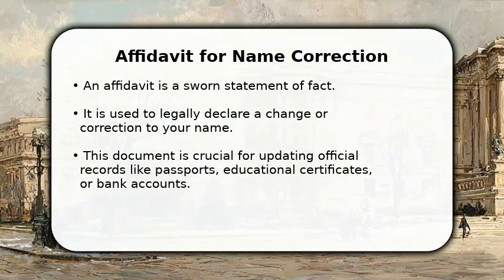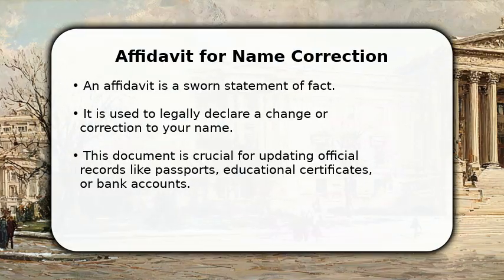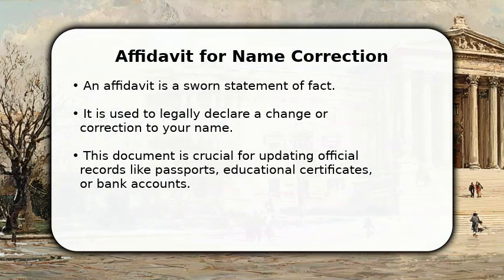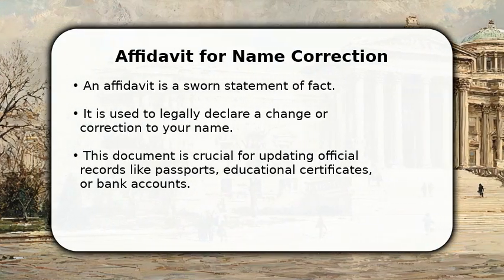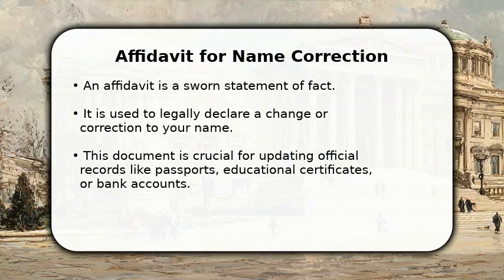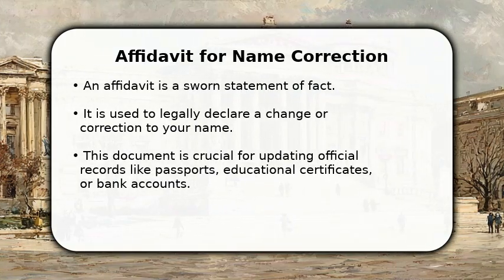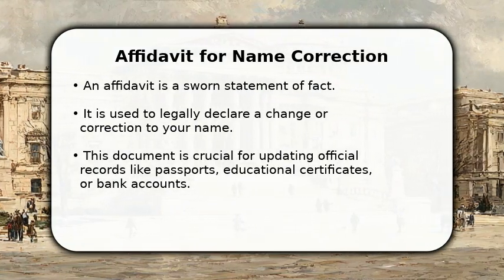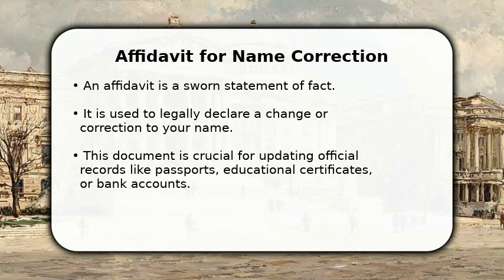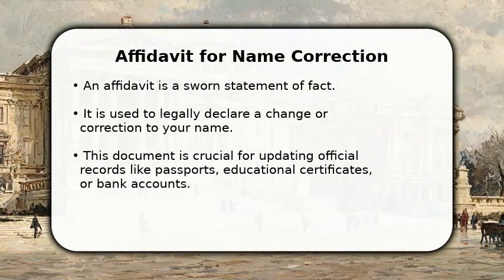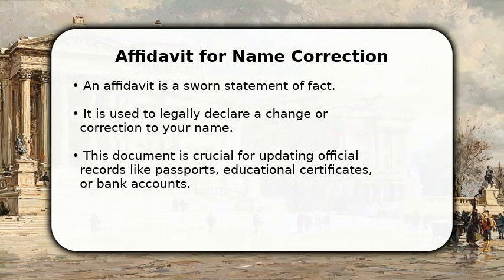In this video, I will explain how to make an affidavit for name correction. An affidavit is a sworn statement of fact, used to legally declare a change or correction to your name. This document is crucial for updating official records like passports, educational certificates, or bank accounts when there's a discrepancy. It serves as legal proof of your correct name, ensuring consistency across all your important identification and documents.